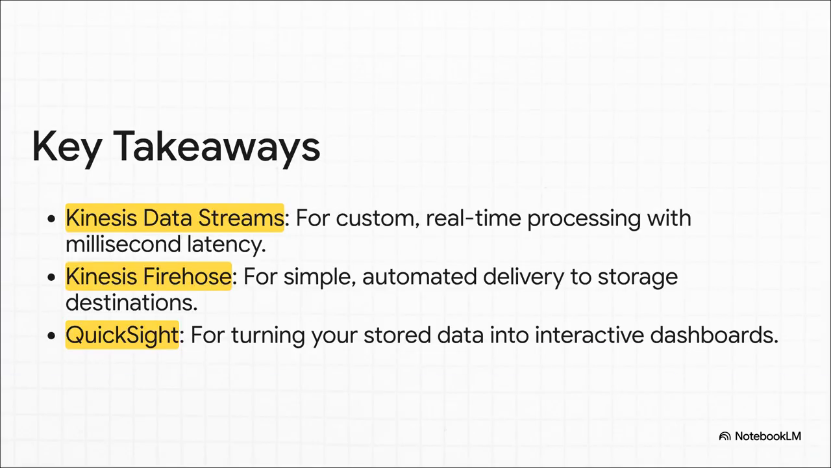So let's boil it all down. If you remember just three things, remember these. Use Kinesis Data Streams when you need to build custom apps for real-time processing where every millisecond matters. Choose Kinesis Firehose when you just want simple, automated, set-it-and-forget-it delivery to storage. And then you use QuickSight to turn all that data, no matter which path it took, into powerful, interactive dashboards.